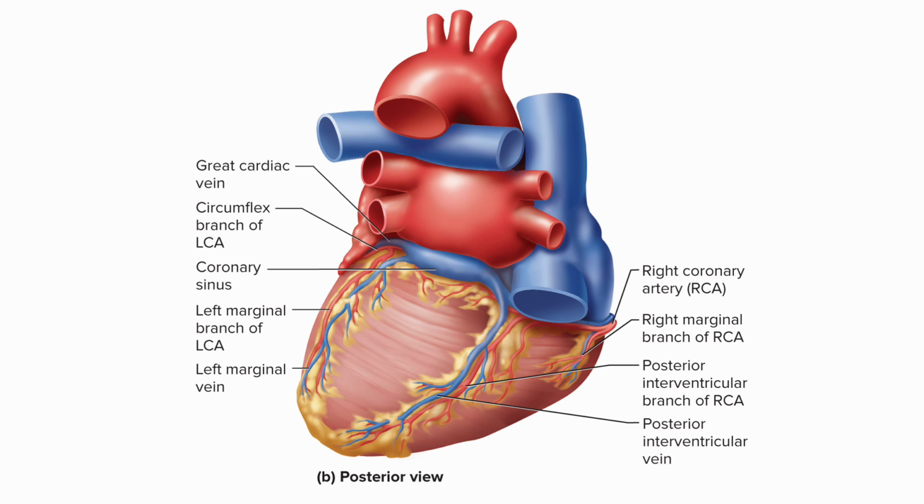So again, a posterior view of the heart, and you see again the right marginal branch of the right coronary artery and the posterior interventricular artery from the right coronary artery, and then, like I said, the circumflex branch and the anterior interventricular artery come from the left coronary artery. So if you just know that much regarding the coronary circulation, and that the coronary sinus is where all the coronary veins coalesce before it dumps into the right atrium, that's all I want you to appreciate for the coronary circuit.